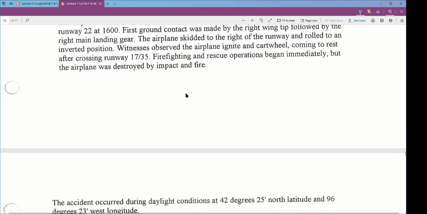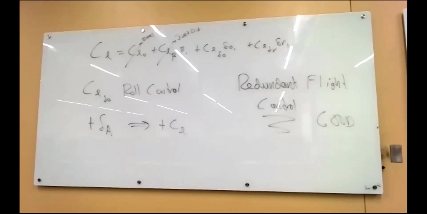Let's see, what are we going to talk about next? We're almost done here. Oh, roll due to rudder. That's the last deal that we have. So we'll start with the foam airplane.